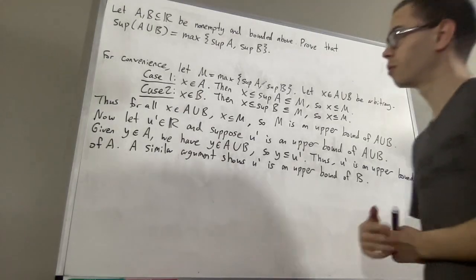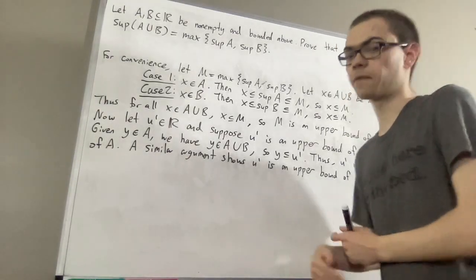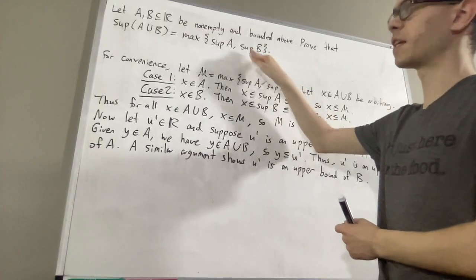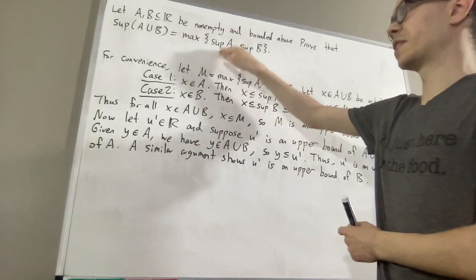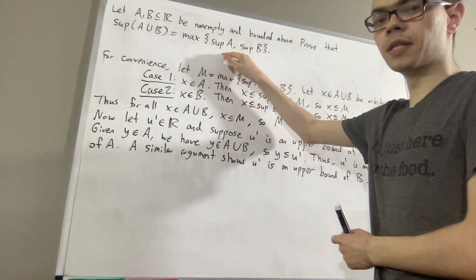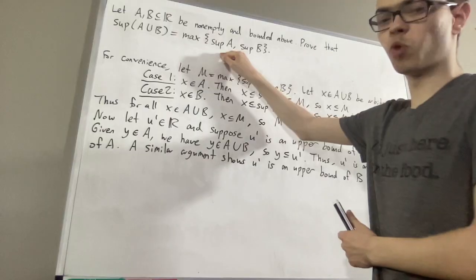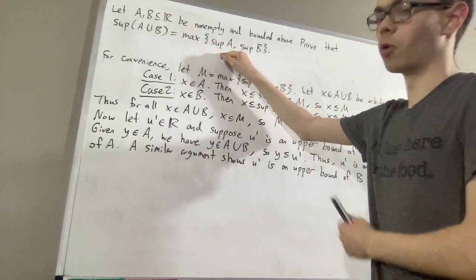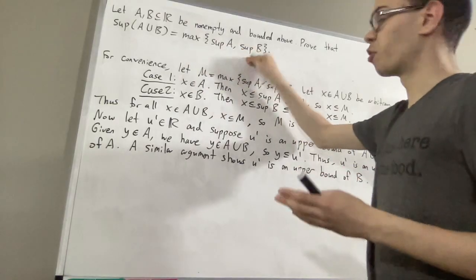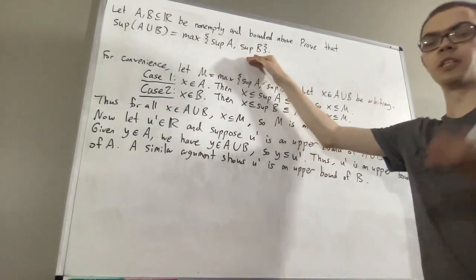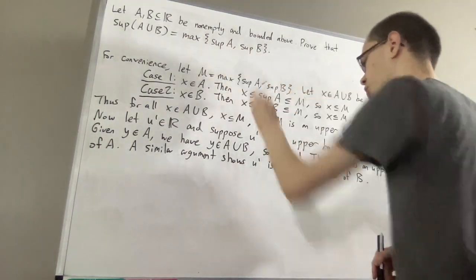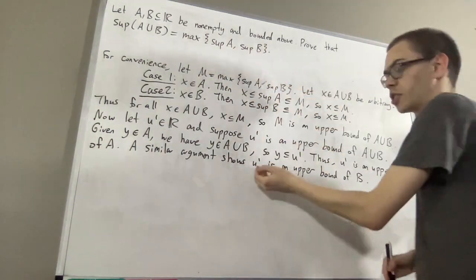So now, we go to the second part of the definition of supremum of A and supremum of B. Remember, from the second definition, every upper bound of A is greater than or equal to the supremum of A. Or in other words, the supremum of A is less than or equal to every upper bound of A. Supremum of B is less than or equal to every upper bound of B. So we must have that the supremum of A is less than or equal to u prime. Supremum of B is less than or equal to u prime.